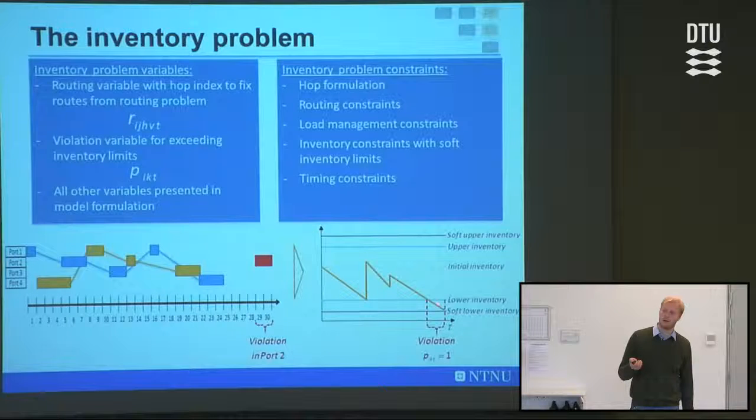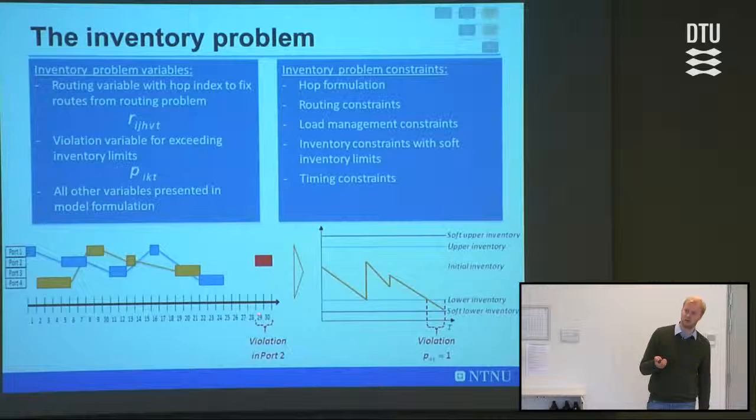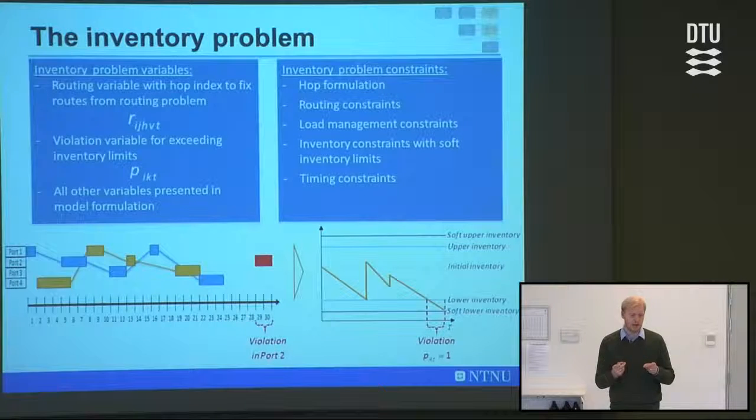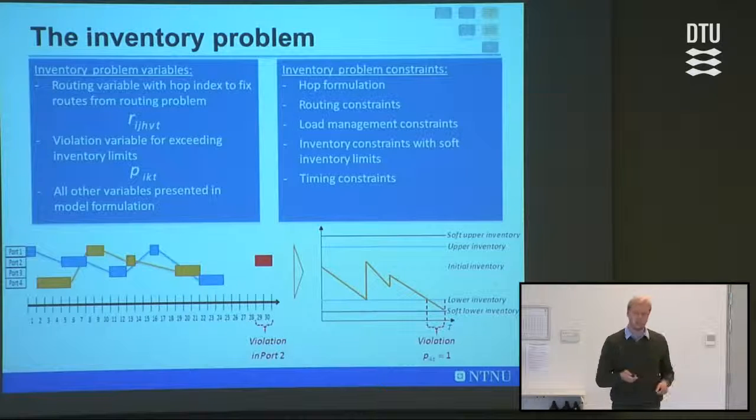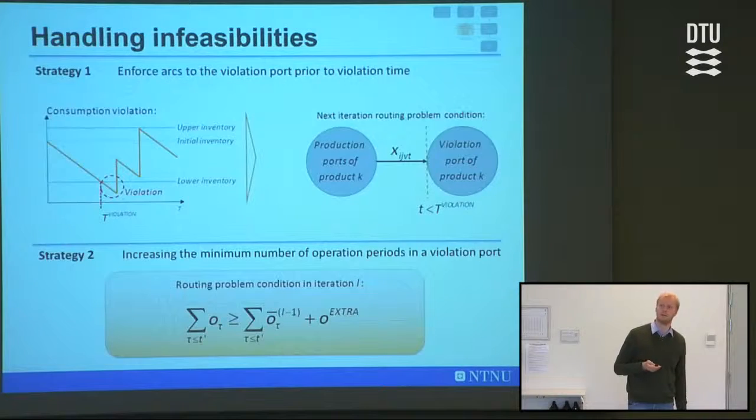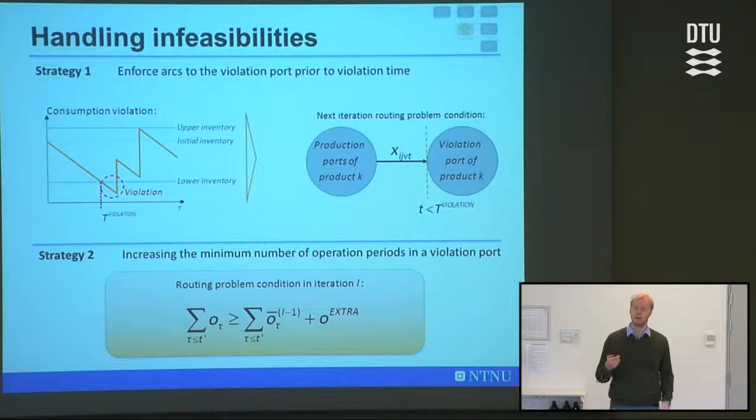So here we went under the real lower inventory level, and we are still within the limit of the soft lower inventory, but here we have an infeasibility or a violation. And then we can record that it happened at time 29 and time 30. Then we can take that information and try to translate that into something that we can change the routing problem with. We have tried 4 different strategies in doing this.